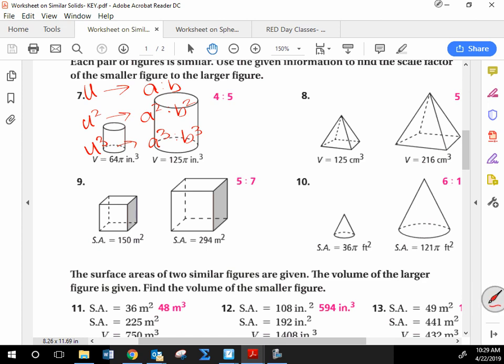So for number 9 here, I'm going to write mine as a fraction before I turn it into a colon. So 150 over 294. I know that I can reduce both of those by 2. So it's the same thing as 75 over 147. Is that right? I don't think I can reduce it any more from there. Yes, you can, by 3. By 3? Awesome. 25 and 49. Oh, that's going to be even nicer.